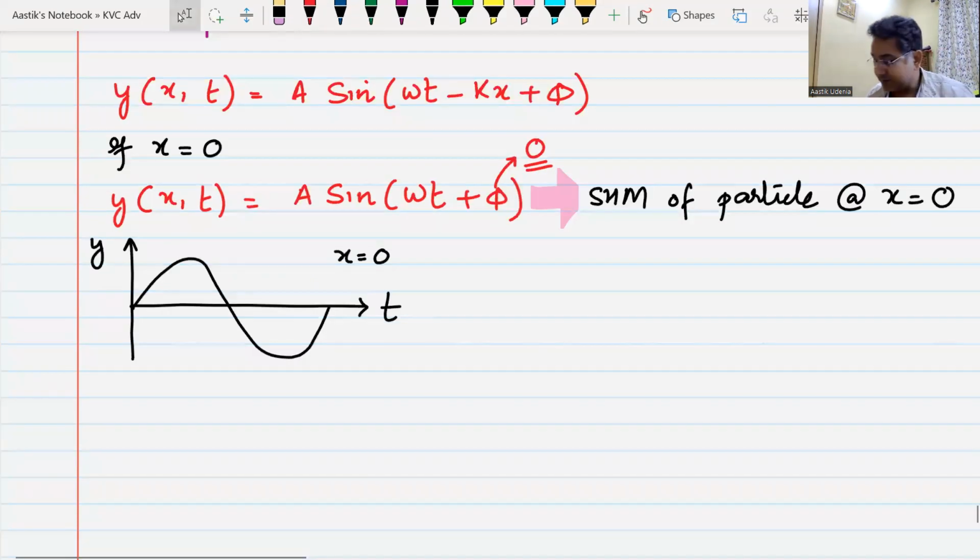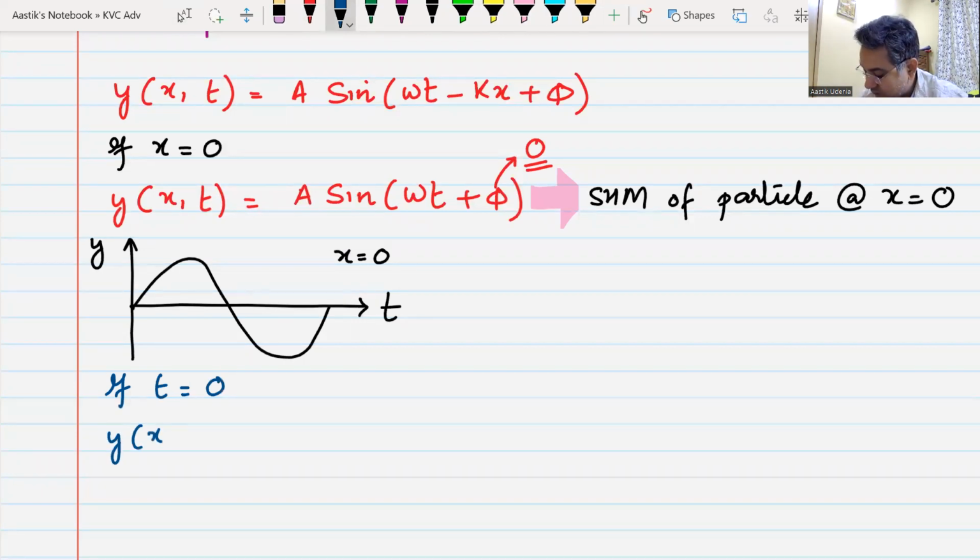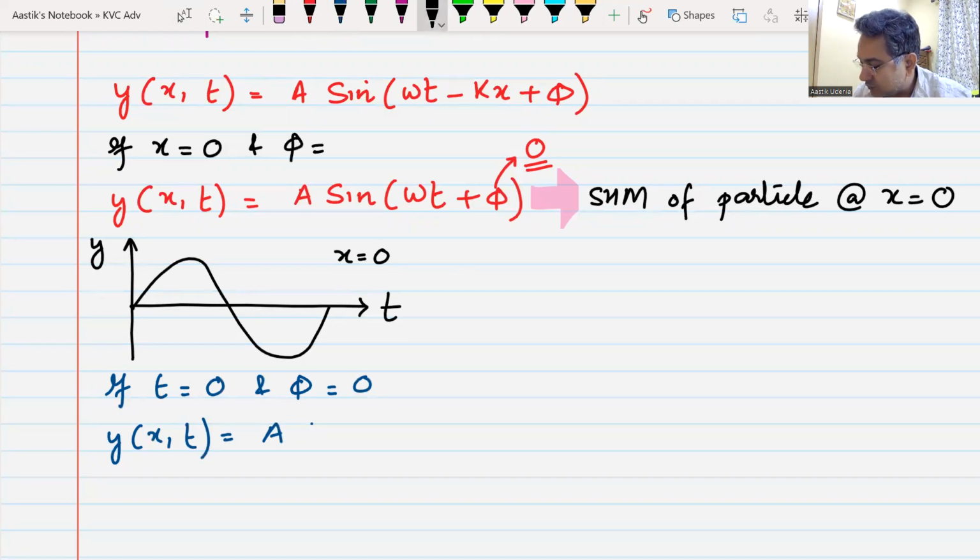Now let me do the next thing. What is the next thing? Let us say I put time as 0. Then I write this equation, y is a function of x and t. That will now look like this, with time as 0 and the initial phase phi as 0. Then I get y equal to a sine of minus kx, right? Sine of minus kx is minus sine kx. Yes or no?